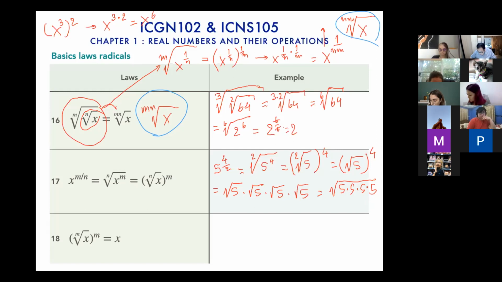So that means in this one you have the square root of 5 to the power of 4, or you can write it in terms of exponent to be 5 to the power of 4 over 2. You can write back and forth like this.